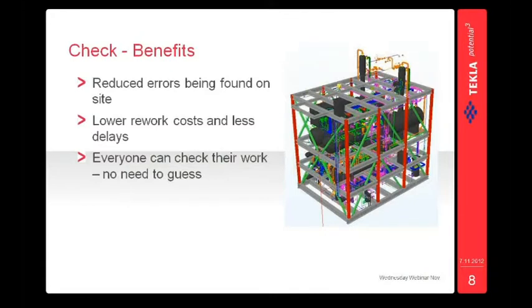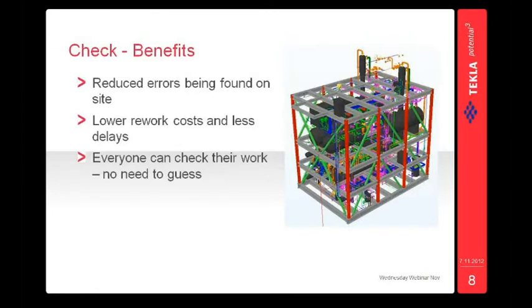So the next step after combining the models in Tekla BIM Sight is then to check clashes visually, or use the clash checking tool to find the hard clashes. And the benefit of this for the construction project is that with Tekla BIM Sight the conflicts can be found already in the design phase before starting the actual construction. So as a result, the number of errors found on site is reduced. And since there are fewer surprises on site, it means lower rework costs and fewer delays.